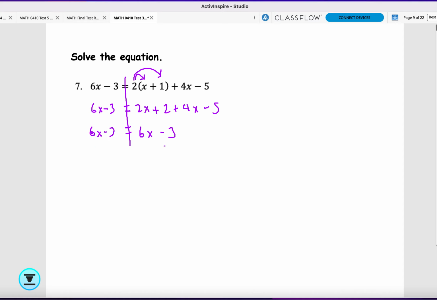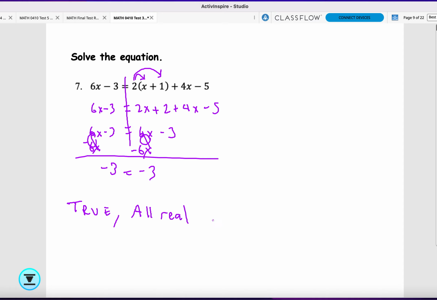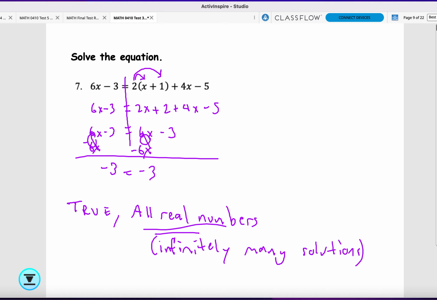6x minus 3. You can stop here because they're the same thing, but if you want to go extra, go ahead and move x's on one side. They both cancel out, so we get negative 3 equals negative 3, which is a true statement, which is what I said earlier. So this is all real numbers, guys. All real numbers, which is the same thing as infinity solutions, or infinitely many solutions. But I want you to say all real numbers, okay? Is that understood? Let's keep going.